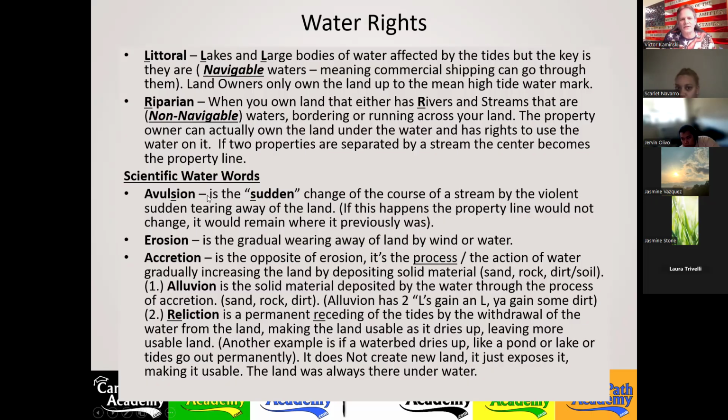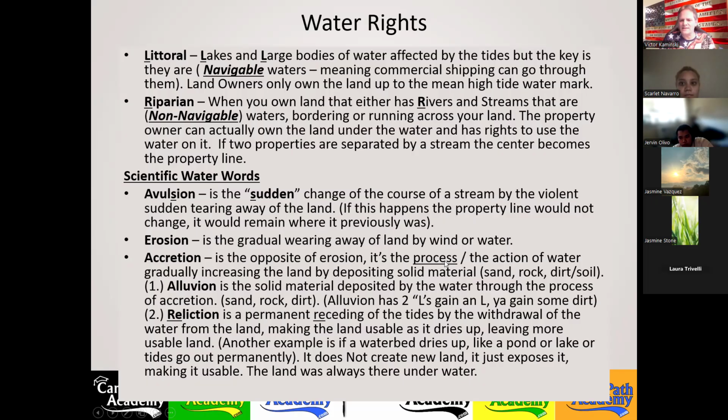Erosion is not a sudden change. It's a gradual, slow change over time where the wind and water wear away at the land. That's erosion. Accretion is the opposite of erosion. Instead of the water wearing away at the land, the water actually deposits additional soil. So it's the opposite of erosion, where the water wears away the land. Accretion is where the water deposits additional soil.